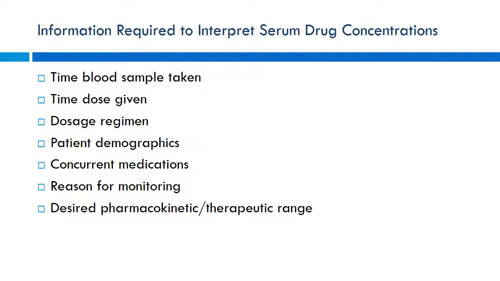One, you want to know what time the actual blood sample is taken. You might think that is pretty easy to get, but it could be more difficult than you might imagine. The nurse has to make sure she's documenting appropriately and actually getting the level when you prescribed her to do so. You need to know when the last dose was given, so you have the time between when the dose was given and when the level was taken. Know how the patient should be taking it. Know patient demographics, look at their other concurrent medications, and also know the reason why you're monitoring for this. Why am I taking a drug level?